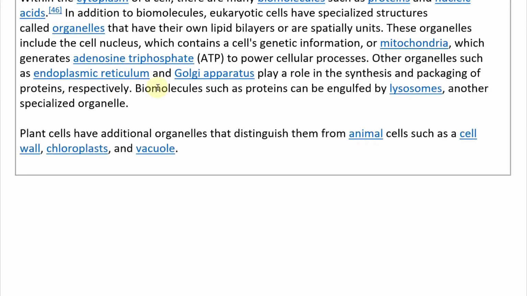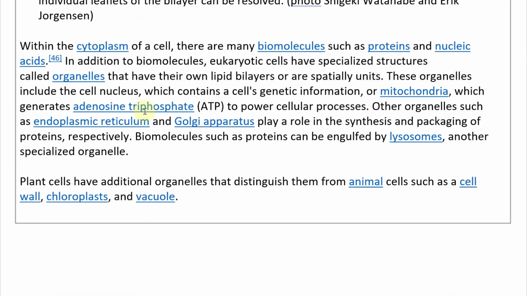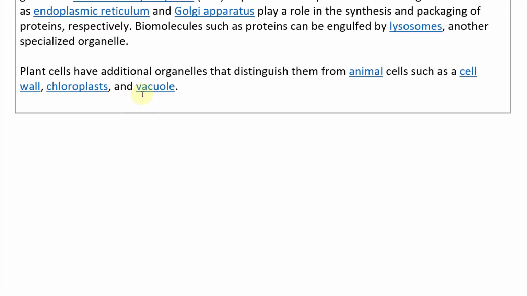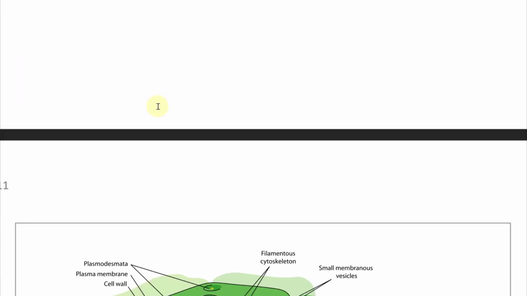And this was in regards to just a general animal cell. Now we'll look at plant cells. Plant cells have additional organelles that distinguish them from animal cells, such as a cell wall, chloroplasts, and a vacuole. Or vacuole, I think that's how you pronounce it.